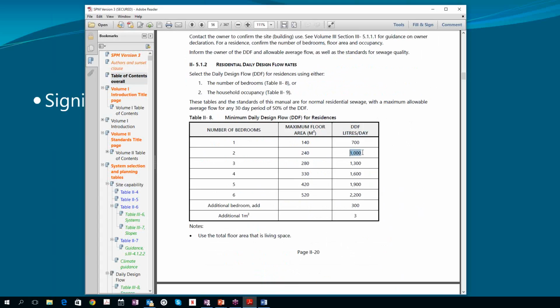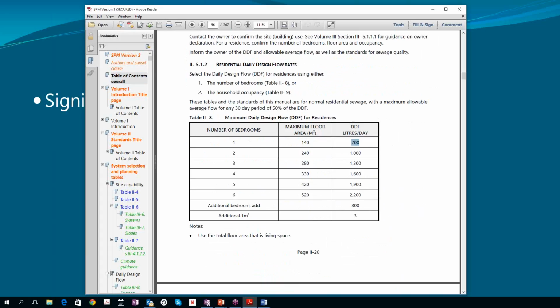For example, for a 2-bedroom it used to be 1136, now it's 1000. For a 4-bedroom it used to be 1700, now it's 1600. Another reason why it's less is we now have a separate category for 1-bedroom residence. That used to be lumped together with the 2-bedroom residence.